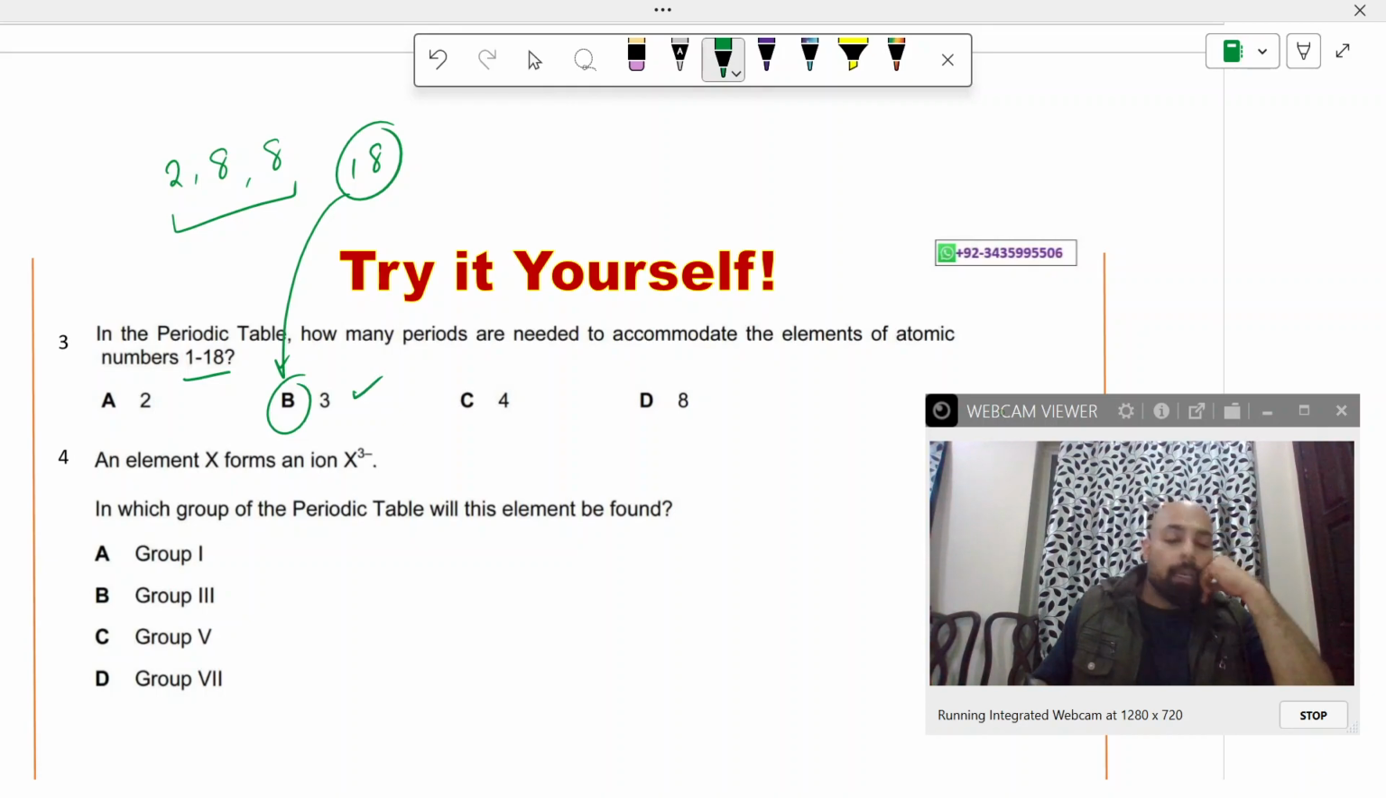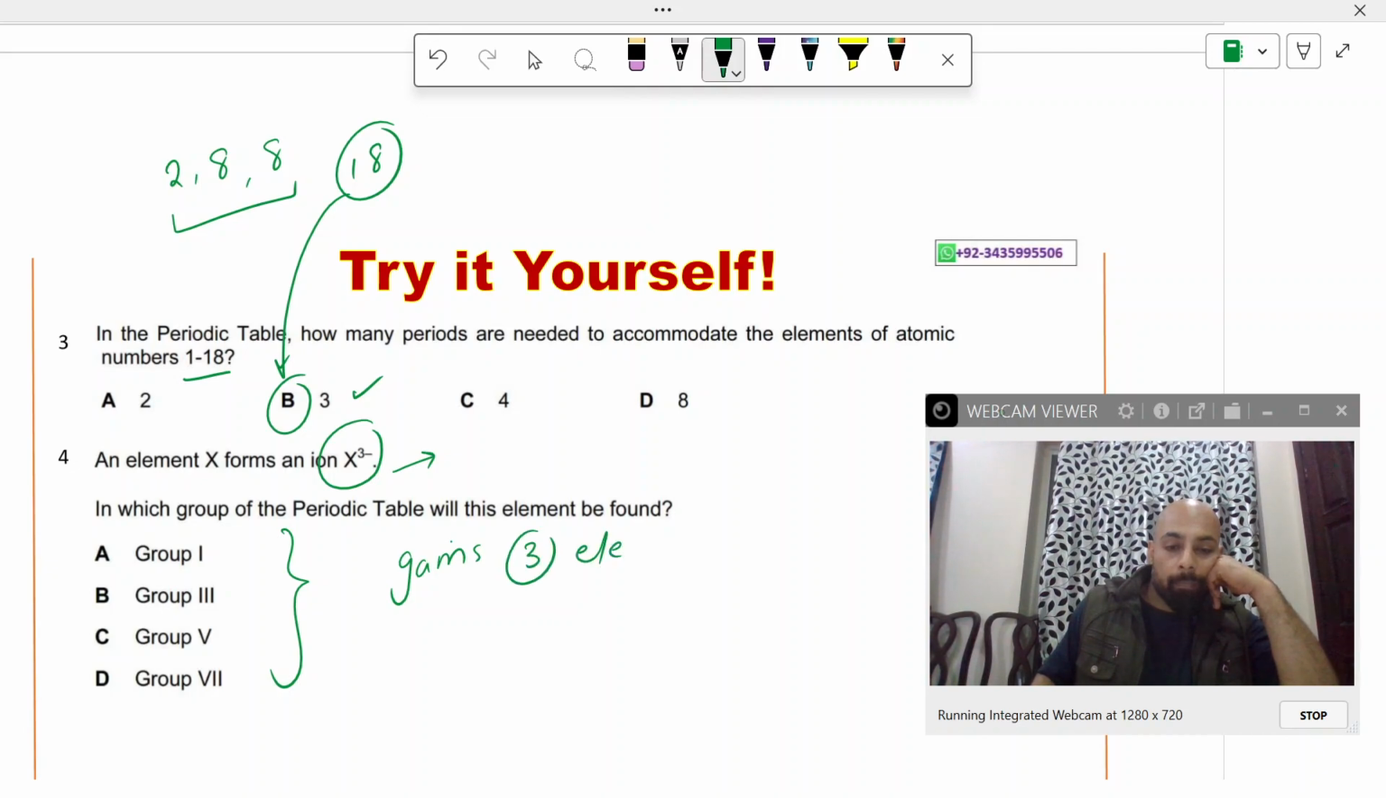Okay, an element X forms an ion with X negative 3 charge. X minus 3 का charge आ गया उसके ऊपर, तो वो किस group से belong करता होगा? What do you think where it belongs to? minus 3 का charge कब आता है? When it gains 3 electrons. ठीक है, when it will gain 3 electrons.